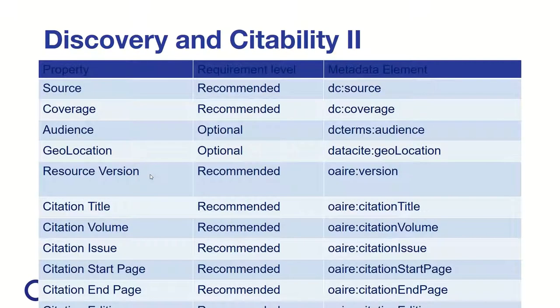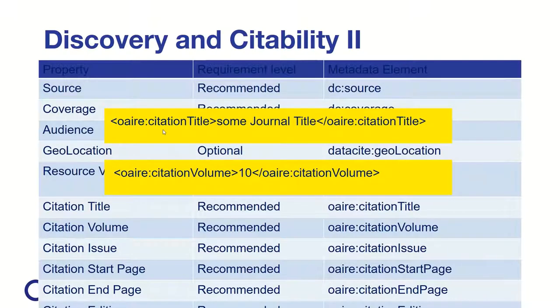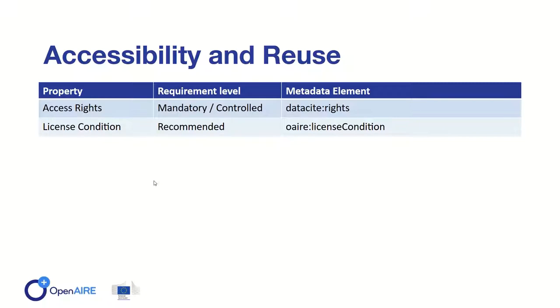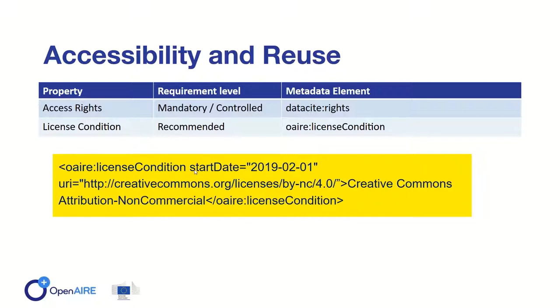So there are a lot more in the application profile. For discovery and citability, citation title is one: the title name of the container in which this work is published, also for volumes. For accessibility and reuse, we have access rights, which are also in DataCite rights, and license conditions. Here are license conditions with attributes such as start dates and the URI of the Creative Commons.